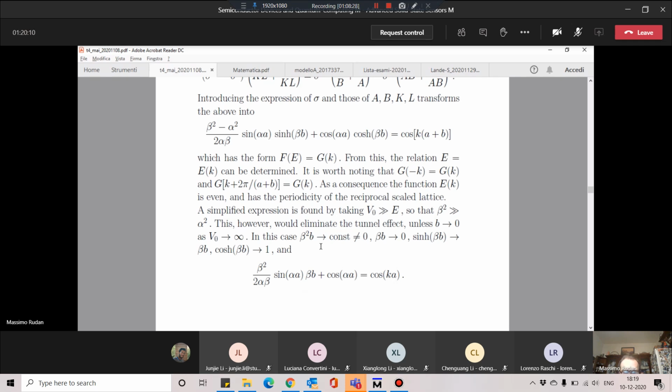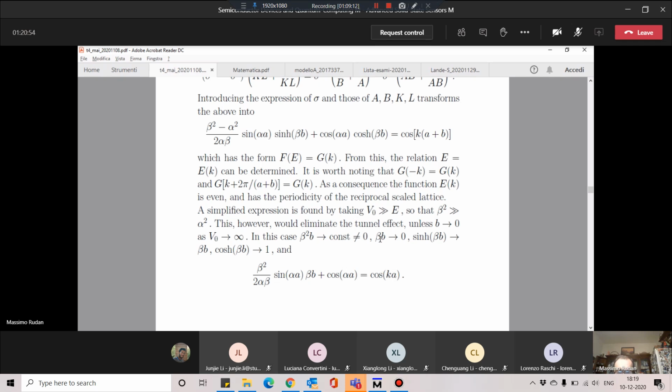So the prescription that V0 times B must be a constant is equivalent to beta squared times B must be a constant. But if this product is a constant, the product beta, without the square, times B goes to 0, because beta is proportional to the square root of V0, so it is weaker than V0. So beta squared B stays a constant, beta B goes to 0.